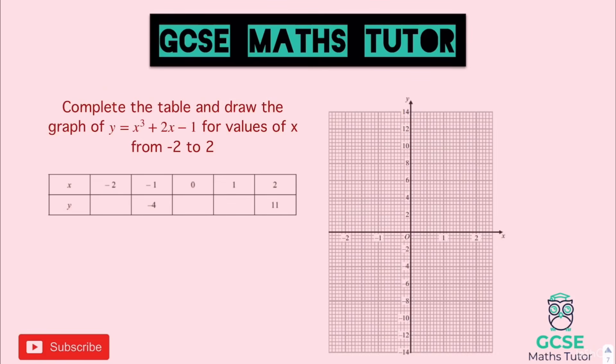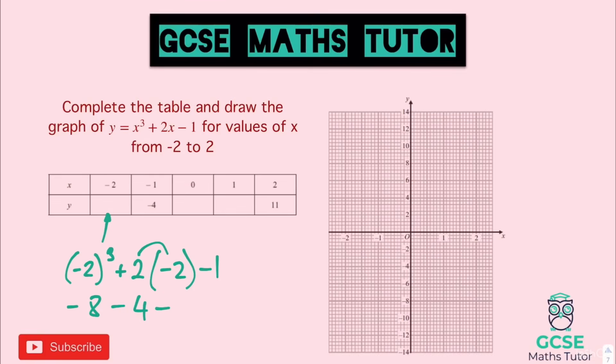Right, okay, so we've got x cubed plus 2x minus 1. So for this one here, we've got negative 2 cubed plus 2 lots of negative 2 and then minus 1. If we do that, we've got minus 8 plus 2 lots of minus 2 is minus 4, so let's just put minus 4, and then take away 1. Minus 8 take away 4 is minus 12, take away another 1 is negative 13 as our final answer there.